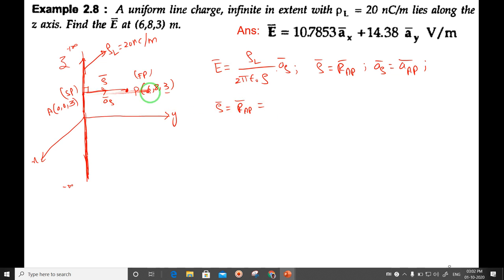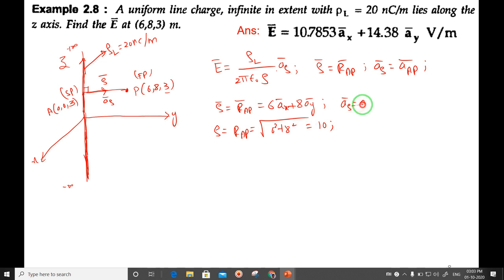So A to P, source point to field point: 6 minus 0, 6 AX, then 8 minus 0, 8 AY, then 3 minus 3. The Z component will vanish, it has to vanish because the line charge is lying along the Z axis, so the Z component should not come into the picture. Then what is rho? That is simply the magnitude of R_AP, under root of 6 square plus 8 square. So we are getting it as 10. Then next we'll try to find out what is A rho.